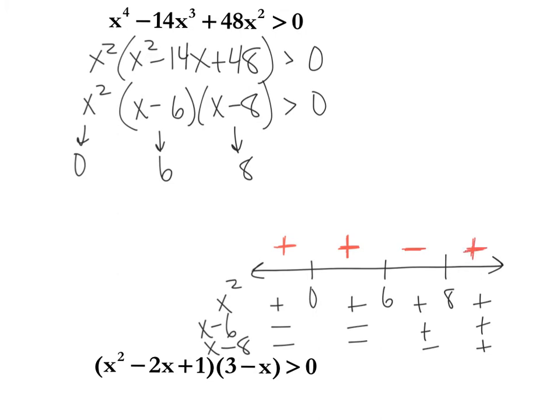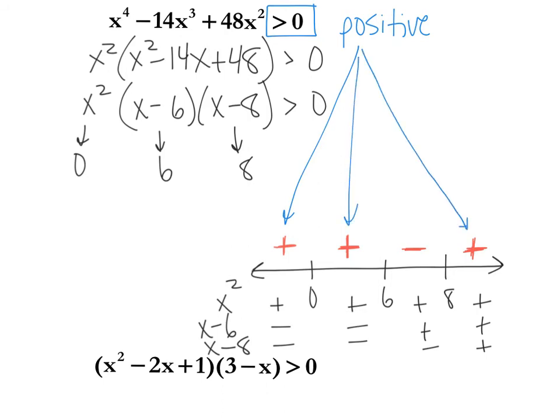Okay, let's go up to our original problem. This is asking us, when is it greater than 0? So what are the positive sections of the number line? This section, and this section. So my first section is 0 with a parenthesis, and I shade to the left. My second section is from 0 to 6, so this section also counts. And my third section goes from 8 to positive infinity.